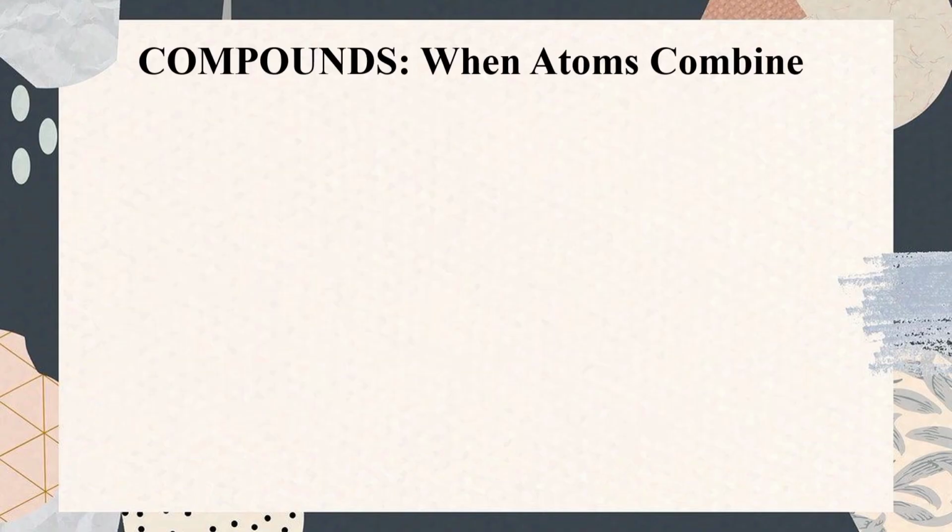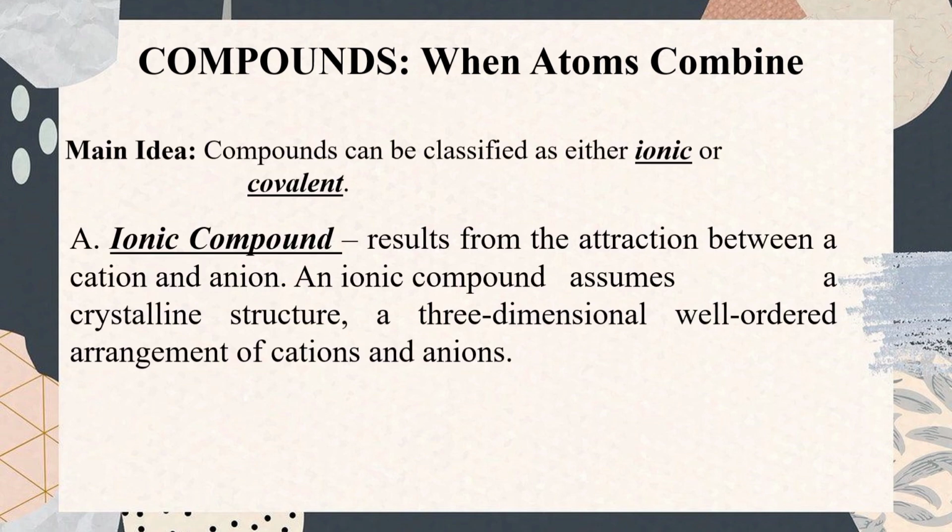What happens when atoms combine? When atoms combine, they form compounds. Compounds can be classified as either ionic or covalent.